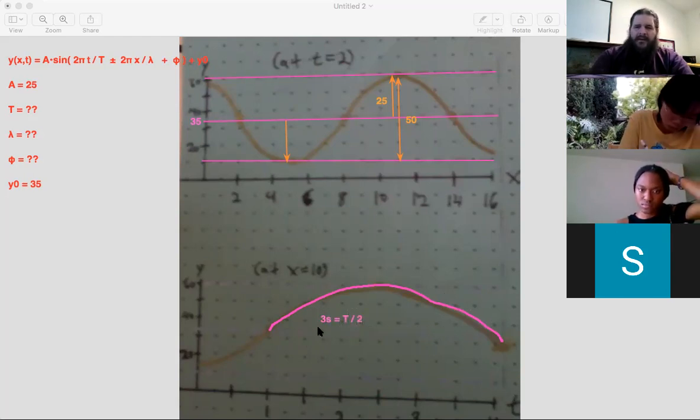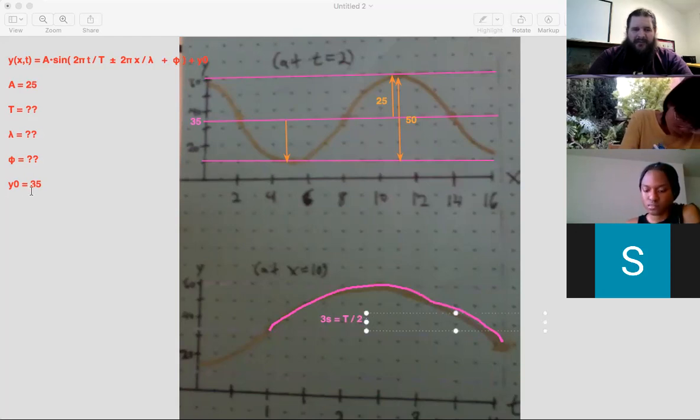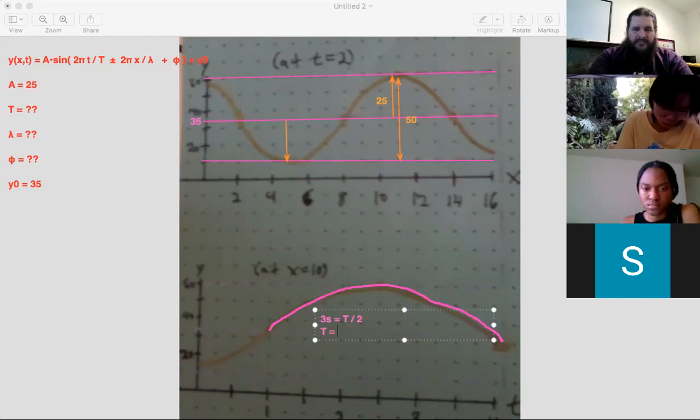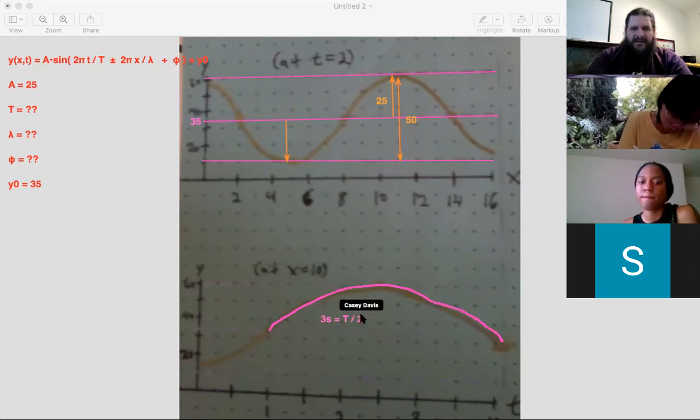And so by writing down a convenient predictable fraction of a period, we can now solve for period by doing what? If we know that 3 seconds equals half a period, how could we isolate capital T there? Multiply by 2. Yeah, if we just multiply by 2, we get 6 seconds equals 1 period.